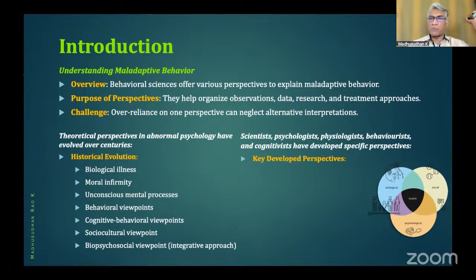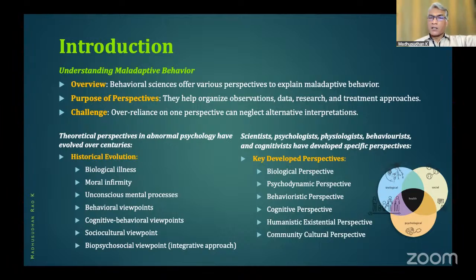Similarly, we will understand the key perspectives developed by different individuals: the biological perspective, where advancements in biology have created a perspective. Then the psychodynamic perspective, with the most famous psychologist you all know, psychoanalytical theory and other things. Similarly, the behaviorist perspective, the cognitive, the humanistic existential perspective, and the community cultural perspective. So these are all the different perspectives, and there are so many in the history. A perspective is a viewpoint, to simply say, of a thought process or a school.